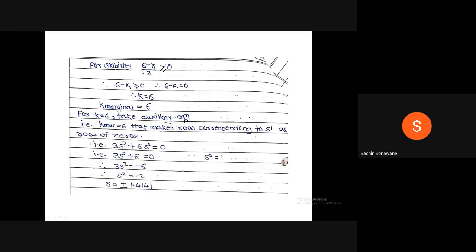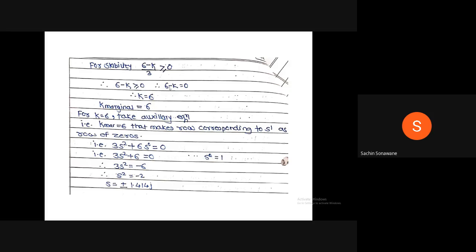Therefore for stability, 6 minus k divided by 3 is greater than or equal to 0. Therefore 6 minus k is greater than or equal to 0. Therefore 6 minus k is equal to 0, so k is equal to 6. Therefore k marginal is equal to 6.